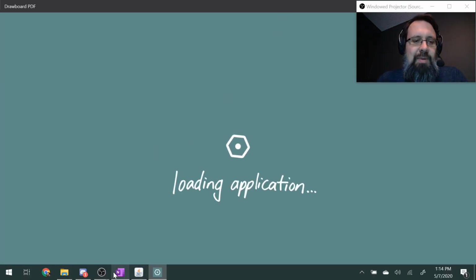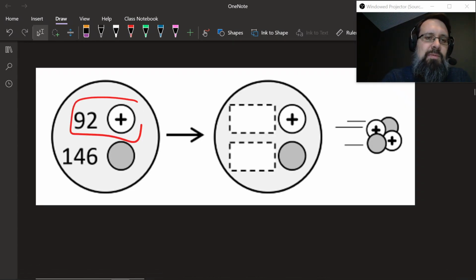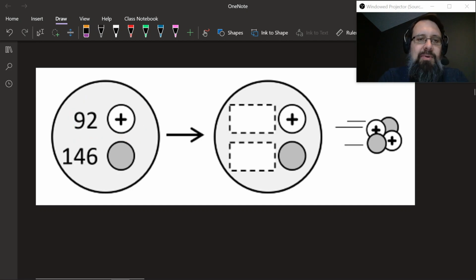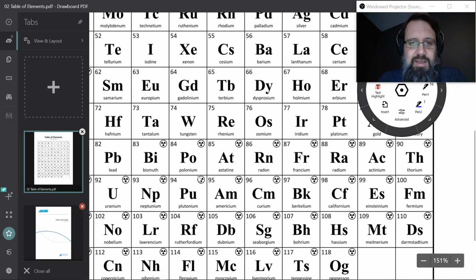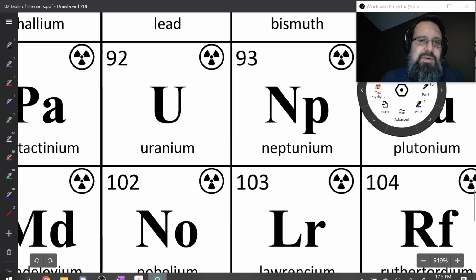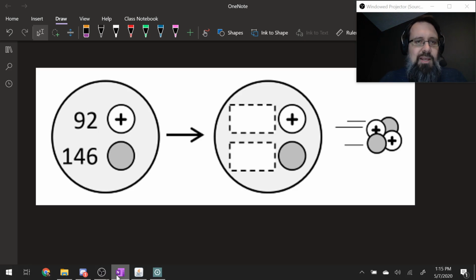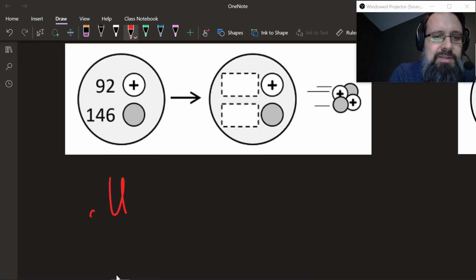So we want to go look up element number 92 because it has 92 protons. Remember, that's the number that determines the name of the element. So number 92 on our chart is right there. Number 92 is uranium. So I'm going to write down the symbol for this element. I've got uranium and it's number 92.